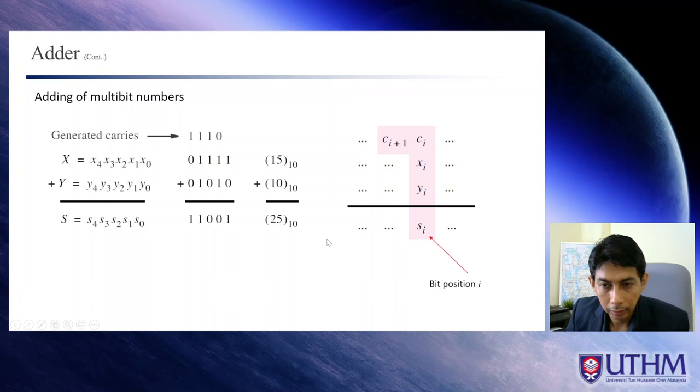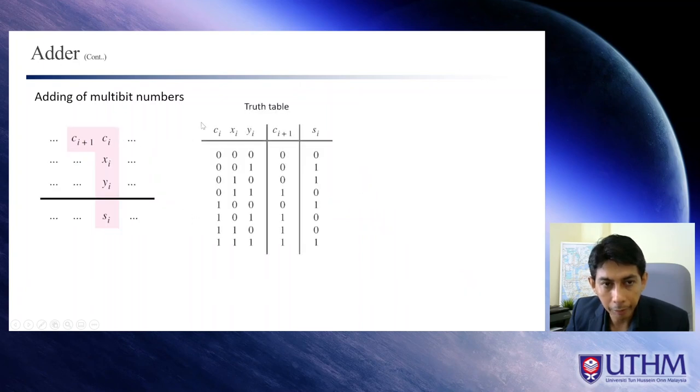And this can be represented in the truth table like this, where we have Ci, Xi, Yi. We add together these 3 bits, and we have the sum here, Si, and this is carry. Ci plus 1 is the carry. Okay, so this is a 1-bit add. And we can create the output just like this. 0 plus 0 plus 0, we have 0, 0. 0 plus 0 plus 1, we have 1 and 0 carry. 0 plus 1 plus 0, again, we have 1, 0 carry. And so on until we have 1 plus 1 plus 1, we have 1 sum and 1 carry. Right? So this is the truth table.